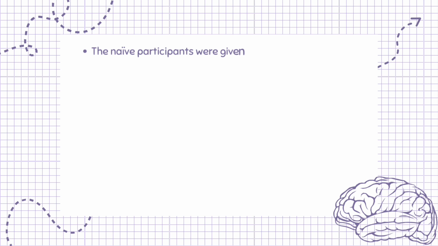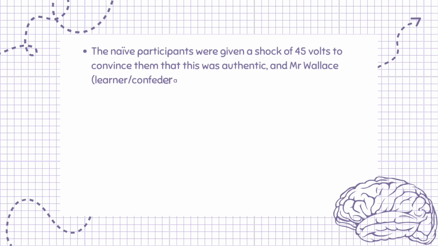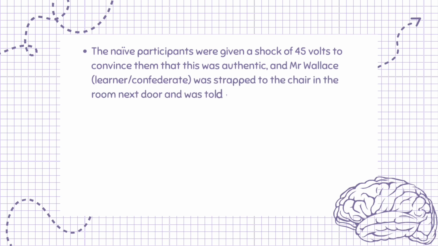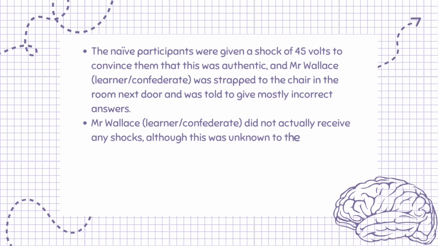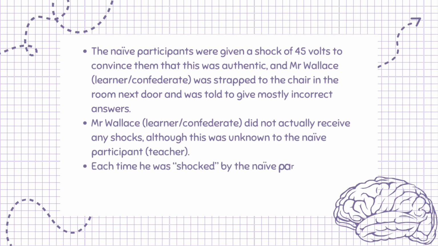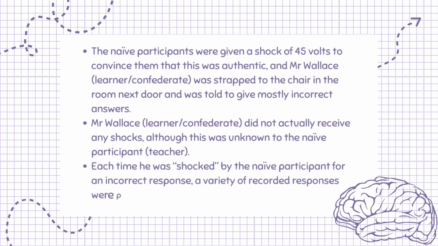The naive participants were given a shock of 45 volts to convince them that this was authentic, and Mr. Wallace, the learner Confederate, was strapped to the chair in the room next door and was told to give mostly incorrect answers. Mr. Wallace did not actually receive any shocks, although this was unknown to the naive participant, the teacher. Each time he was shocked by the naive participant for an incorrect response, a variety of recorded responses were played of increasing pain and distress.